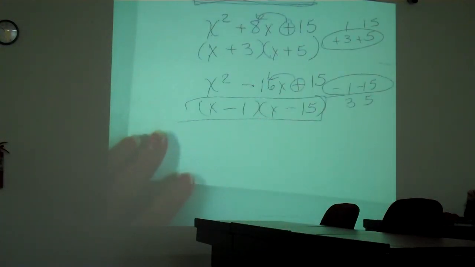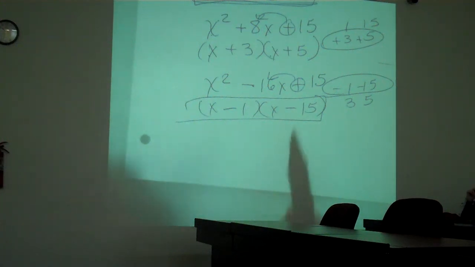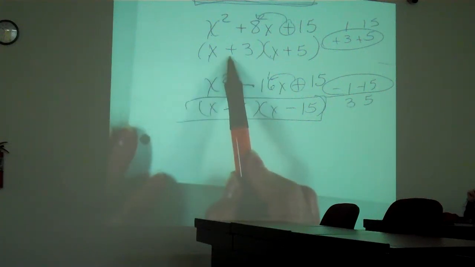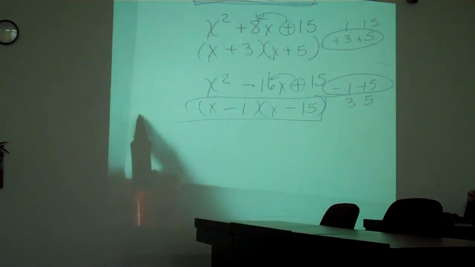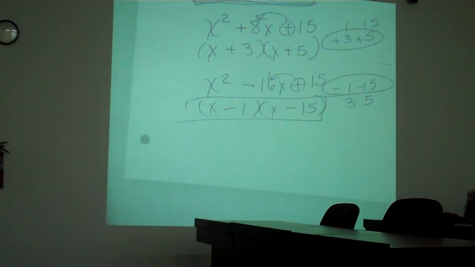You always put like the lower number first. No, it doesn't matter. If you were checking your homework and you had x plus 5, x plus 3, that's okay. If you had x minus 15, x minus 1, it doesn't matter. They can be in any order. I just do it because that's the order I had them over here, but it doesn't matter. I don't know in the book. I don't think they have a specific way. I've never been told there's a standard order you should put them in.